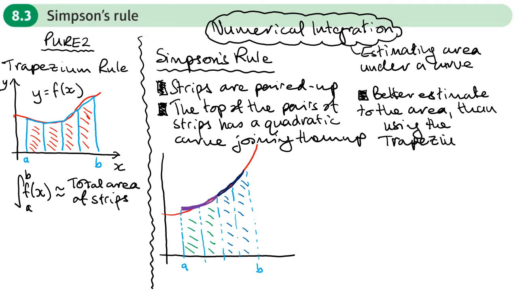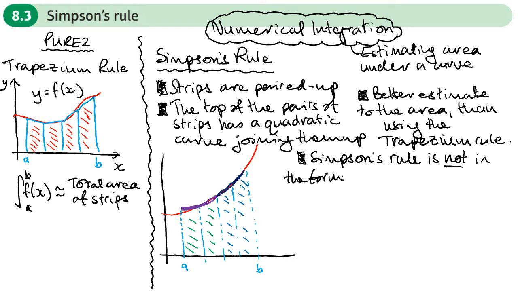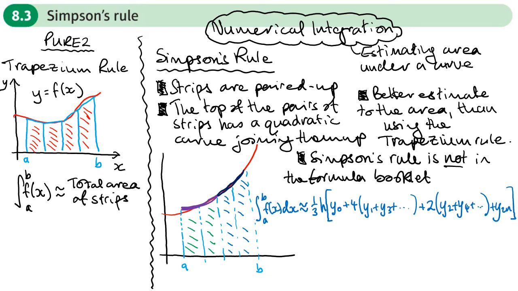Now the advantage with the trapezium rule is that the formula for the trapezium rule is in the formula booklet, but Simpson's rule is not in the formula booklet, so we need to remember it. I'm going to write out the full form and then straight after that write down an easier form to remember. Here you can see the full form of Simpson's rule, and it may be difficult to remember.